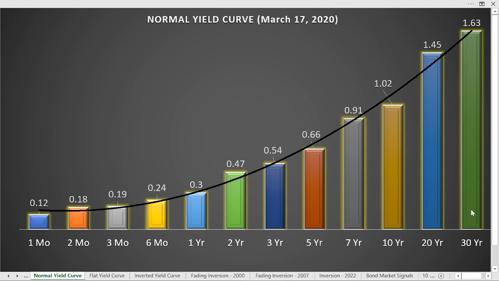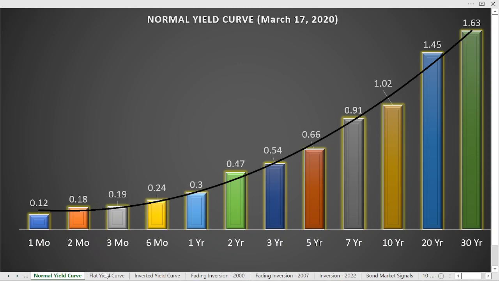Quick recap: a normal yield curve occurs when short-term maturity bonds, like the 1-month and 2-month US Treasury bonds, pay a smaller interest rate than the longer-term bonds, like the 10, 20, or 30 year. If we were to draw a line across the top of these yields, we would see an upward sloping line. This is called a normal yield curve. It occurs during quote-unquote normal economic conditions.